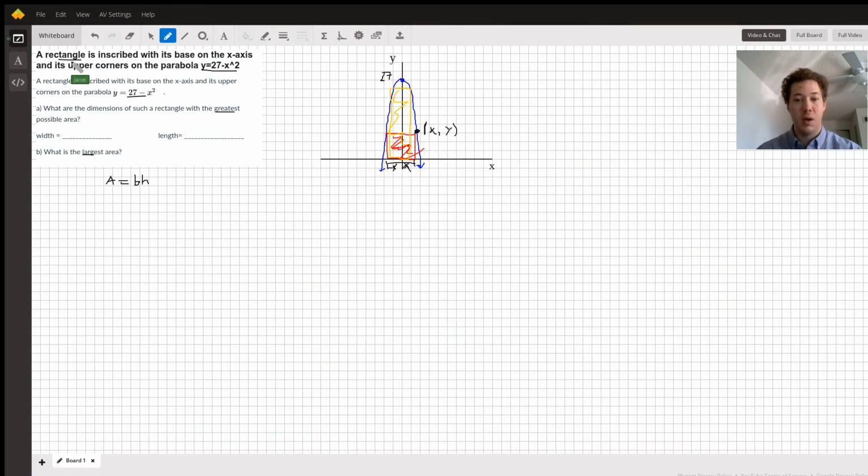Hello, I have this problem here that states a rectangle is inscribed with its base on the x-axis and its upper corners on the parabola y equals 27 minus x squared. Now the problem asks us to find the dimensions of a rectangle that has the largest possible area. And we want to list the width and length of the rectangle and list the largest area of this rectangle.